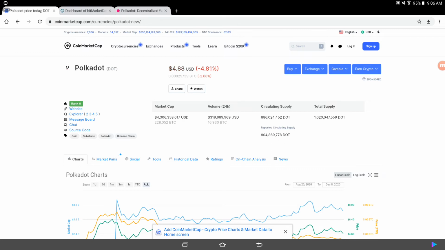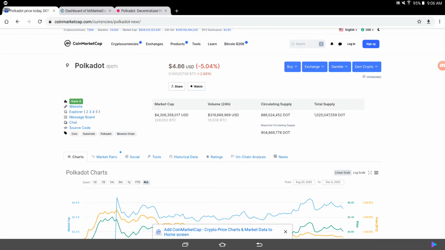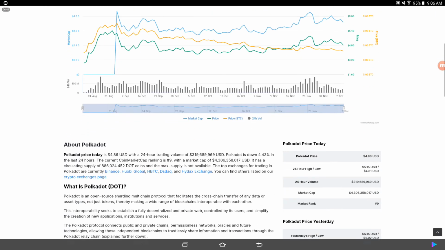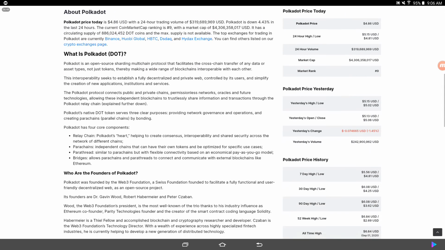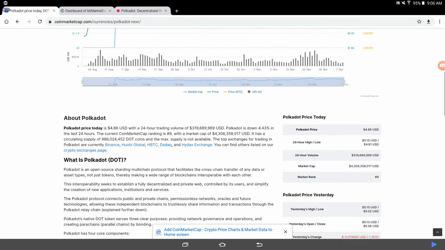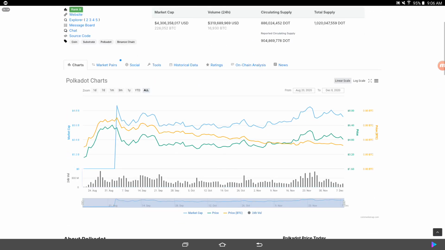Could be next year or maybe the year after, but it's definitely a fantastic project at $4.88. Circulating supply, as you can see, is pretty low, right? It's like 886 million circulating supply of DOT. Total supply, you're looking at 1 billion, so that's pretty good. It's not too high, it's not too low, but I think it has $50 to $100 potential easily based on that circulating supply and total supply.